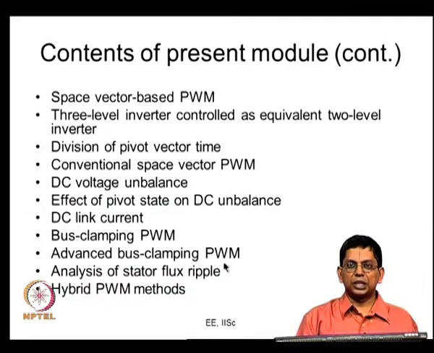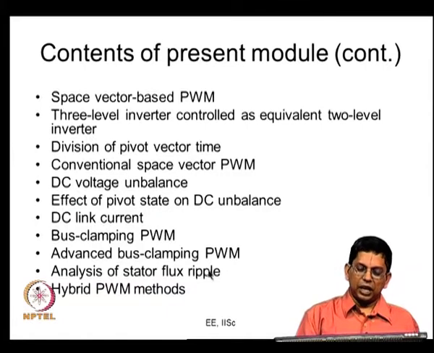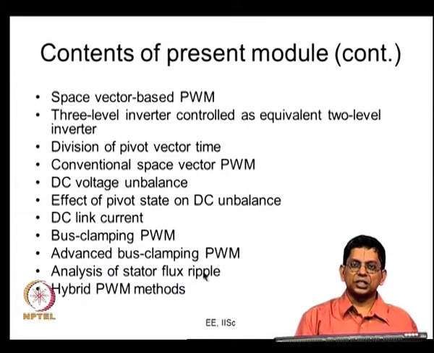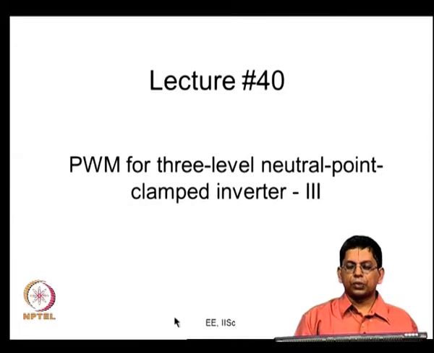And we will do this advanced bus clamping PWM which we discussed for 2 level inverter. We will see how this can be extended to 3 level inverter, and then we will go on to see the error. We will look at the error voltages in the various cases, and once you understand that, you can integrate and get the stator flux ripple and do an analysis very similar to what we did before. Possibly we will just see how you can start coming up with hybrid PWM methods here also. Alright.